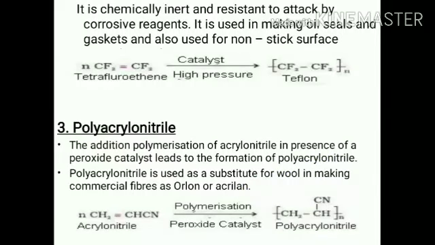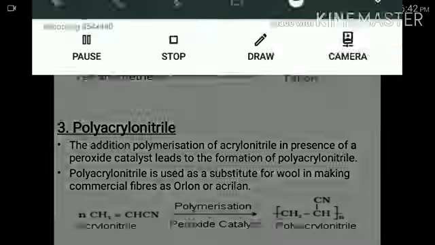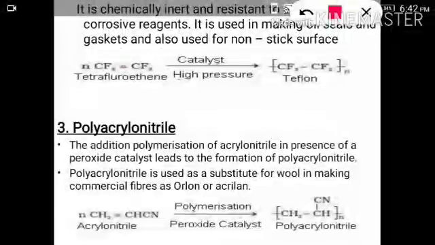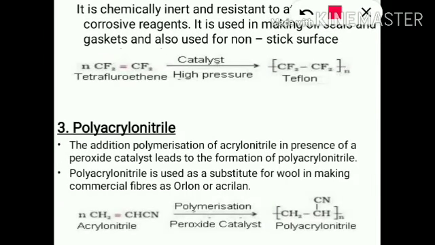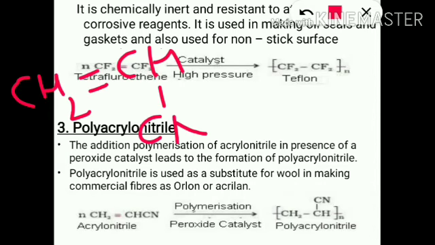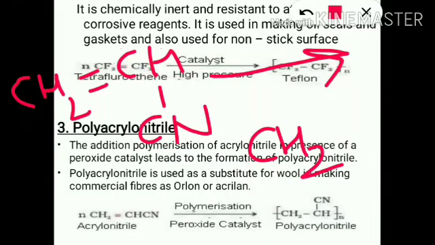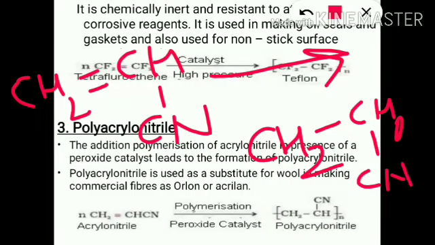Now polyacrylonitrile. Two polymers are there, both with the same structure. This is the monomer unit: CH2 double bond CH single bond CN. That is called acrylonitrile. When we do the polymerization, it gives CH2 single bond CH2, CH single bond CN, one bond free, with n. That is called polyacrylonitrile.